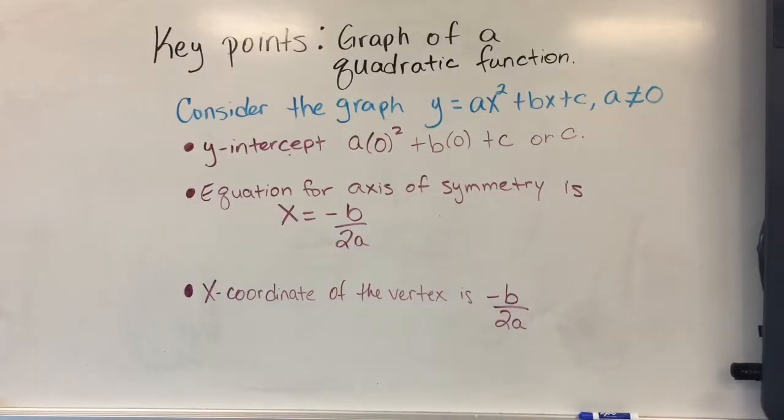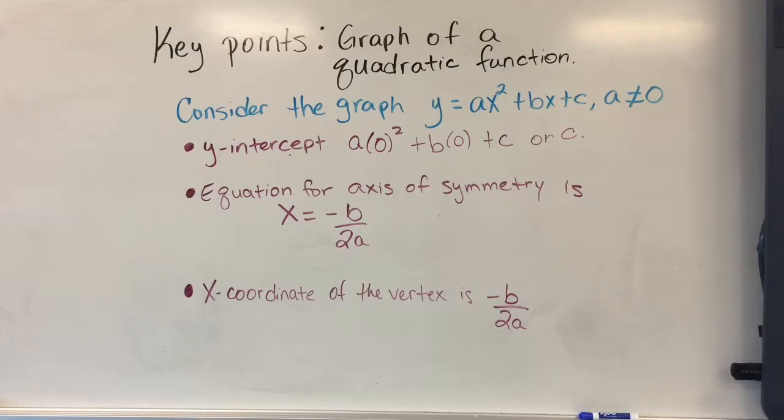When graphing quadratic functions, here are some key points to remember. If we consider the graph of the quadratic function y equals ax squared plus bx plus c, where a does not equal 0, we can look at the y-intercept. If I replace my x value with 0, then a times 0 squared is 0 plus b times 0, which is 0. So all I'm left with is c, which is just a constant.